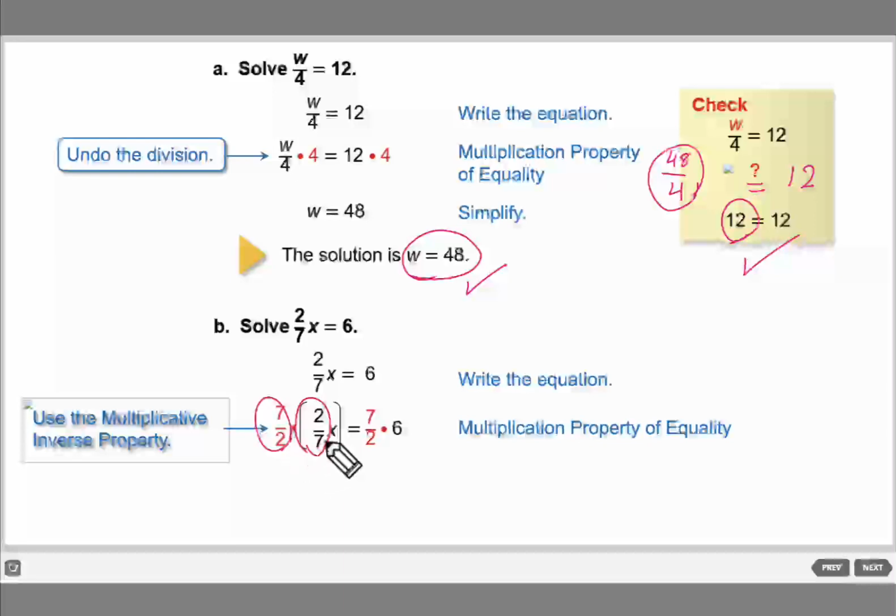So it's 1 multiplied by x. 1 multiplied by x is x. We don't write the 1. So it's x on the left side. What about the right side?